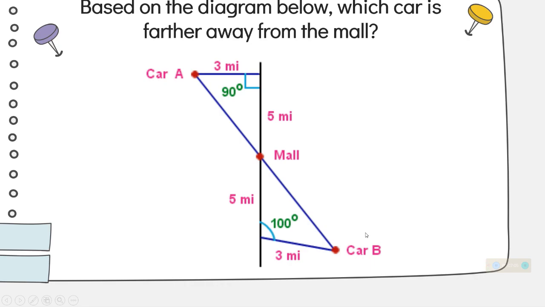Let's have this one. Based on the diagram below, which car is farther away from the mall? So we have here car A, we have here car B. So which do you think is farther from the mall? That's correct. We have car B because the opposite angle here is 100 degrees and the opposite angle here in car A is only 90 degrees. So that's why car B is farther, because it has the larger angle.